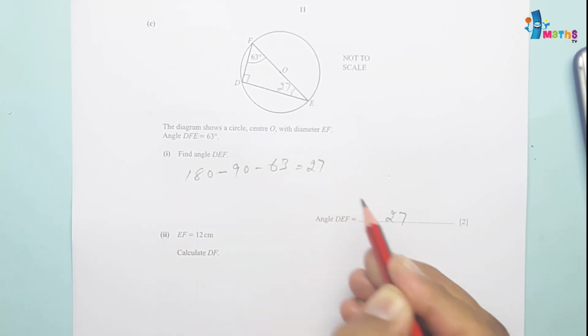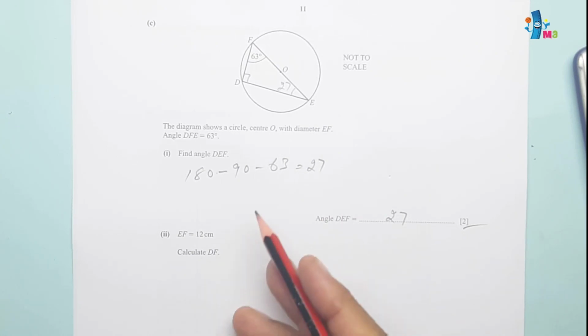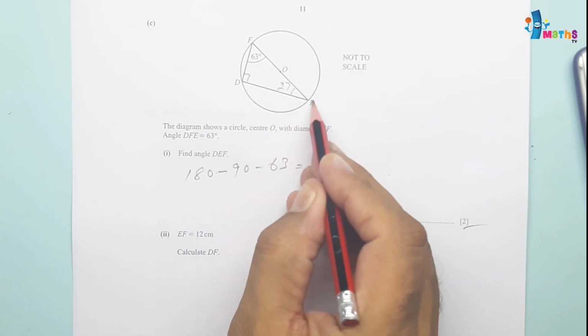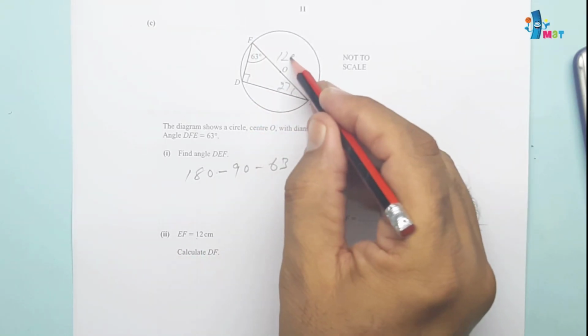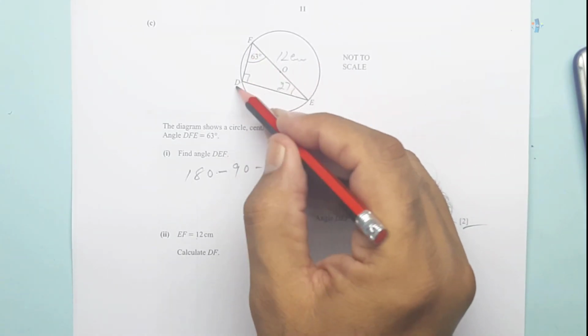This is equal to 27 because this is 2 marks. So we should write a line over here. EF is equal to 12 centimeter. So this is 12 centimeter. And calculate DF. This side we have to find.